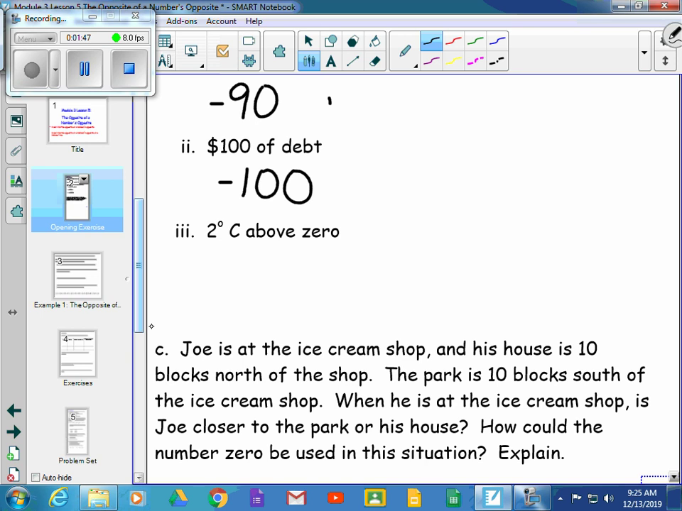And then 2 degrees Celsius above 0. 0 degrees Celsius would be the 0 part. Above it would be positive. So therefore, we would represent that with a positive integer 2.